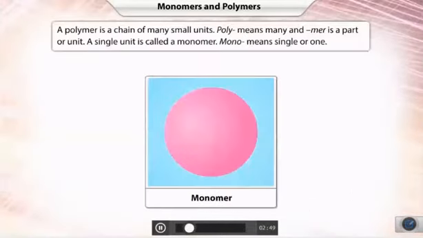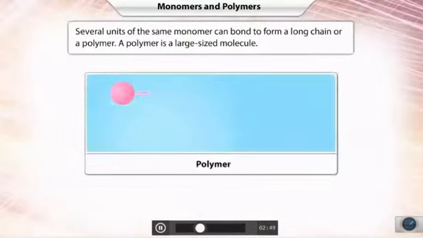A polymer is a chain of many small units. Poly means many. So, a polymer contains many units. A single unit is called a monomer. Mono means single or one. Let's see how monomers bond to form a polymer through an animation. Several units of the same monomer can bond to form a long chain or a polymer.